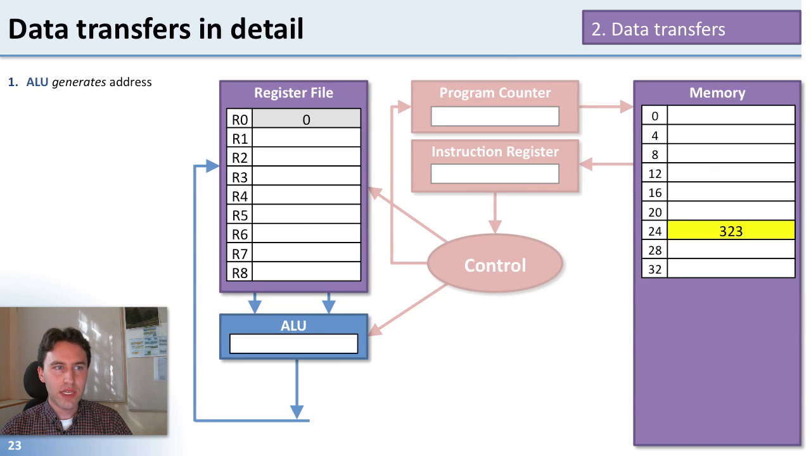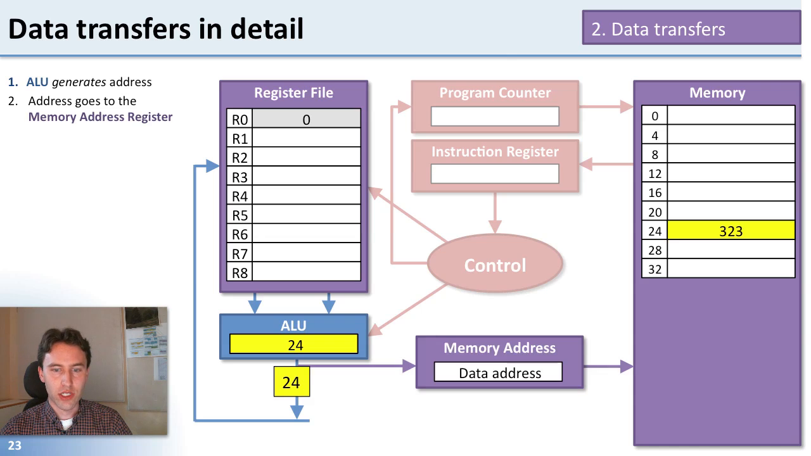The first step in this is to have the ALU generate an address. So in this case, if the ALU generates the address 24, we can do this by adding or loading from a register file. We then need to get this address to the memory so that we can access data 24 in the memory. So this address is going to go into a memory address register, and this register sits between the ALU and memory and allows the address to be stored there so that it can access the memory.